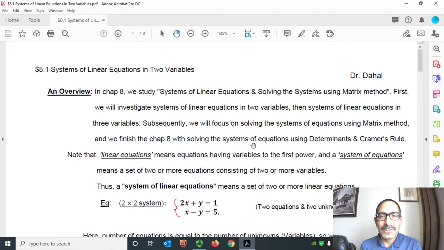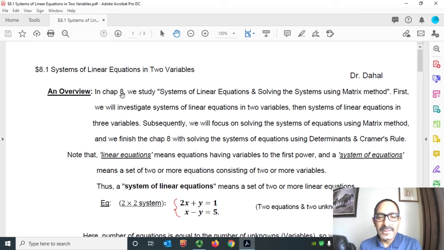Now we start chapter 8, and in today's class I am going to cover section 8.1, systems of linear equations in two variables. So let me begin the class right away. First, let me give you an overview of chapter 8.